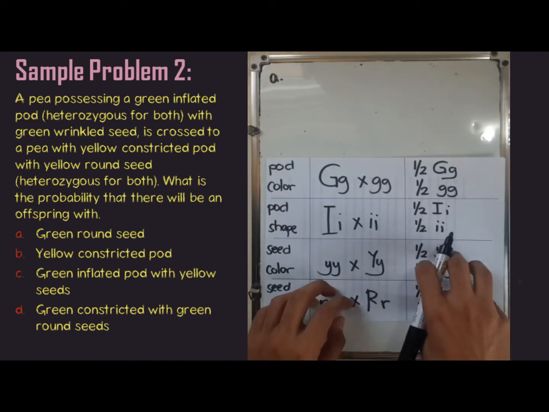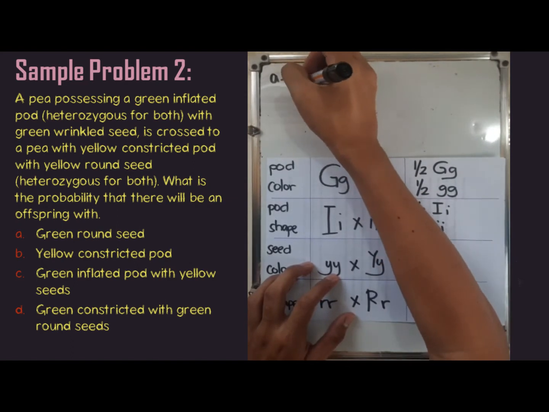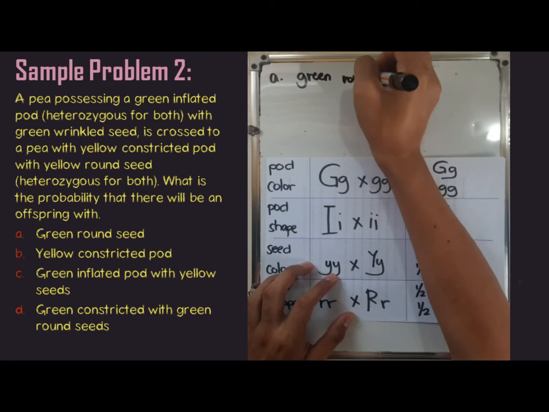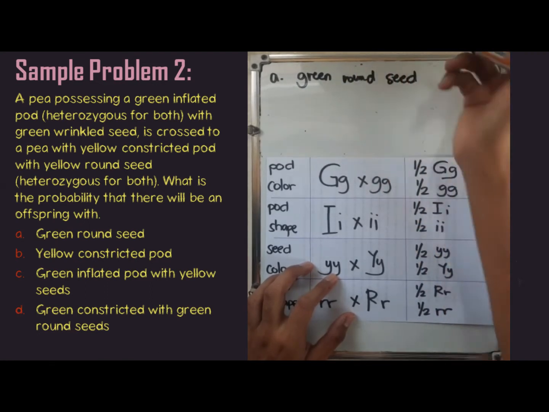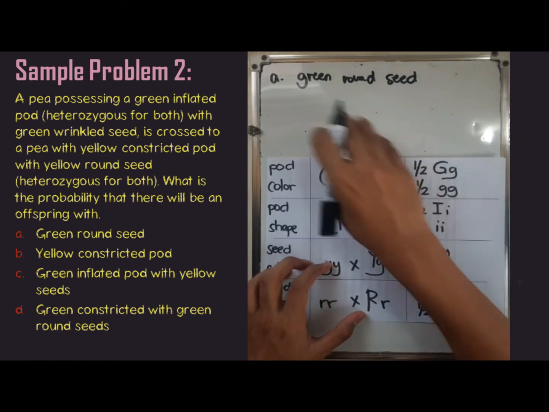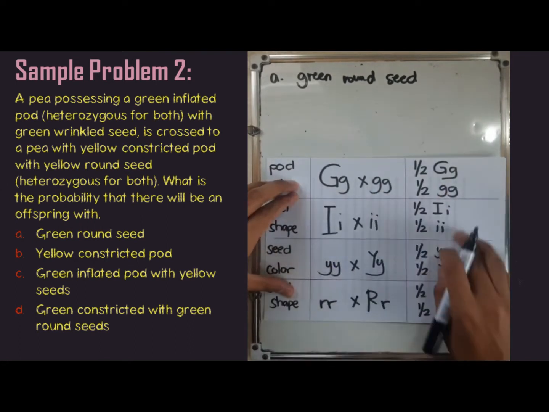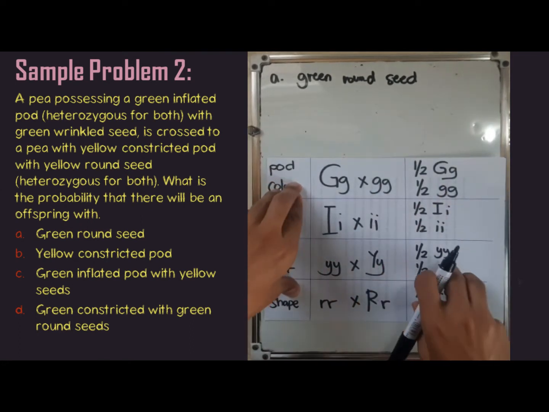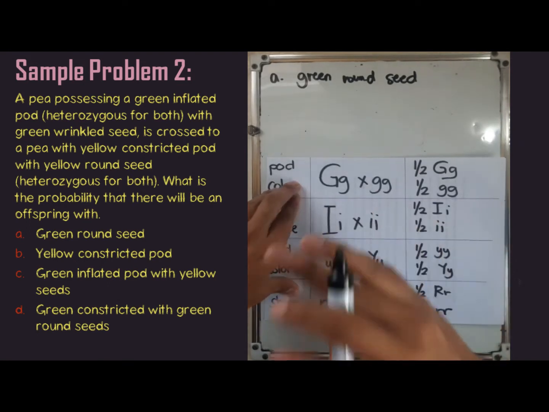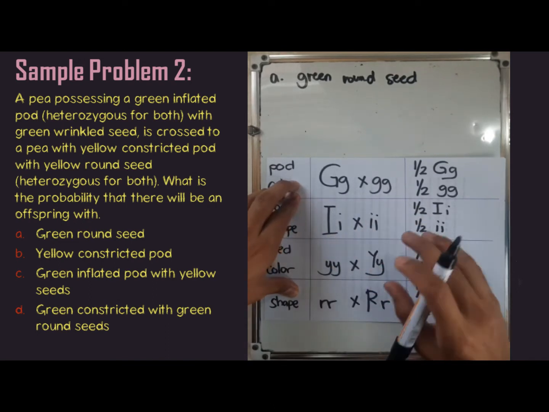We have here for letter A, the offspring. It is now possessing the traits of green, round seed. Okay? Then, if there are actually two types of traits present here, we are now going to get the probability from the table that we created earlier, for us to get the probability of the presence and emergence of these different types of offspring with different varied traits.